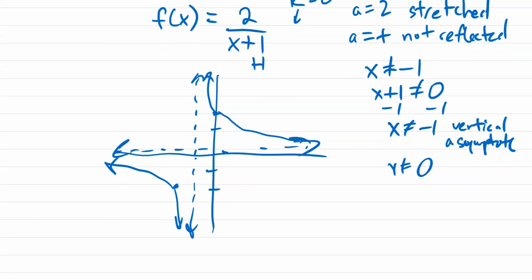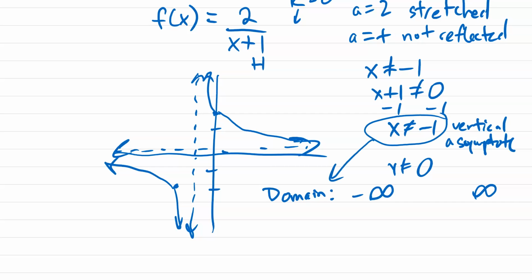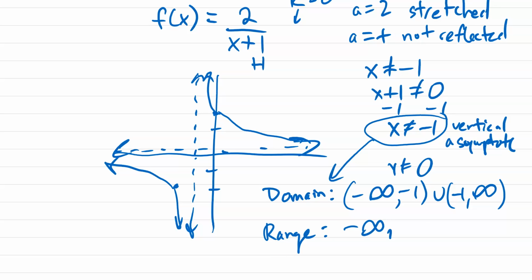So again, now what is our domain? Well, this time it changed. It moved, right? The domain, x goes left forever, x goes right forever, but where's the hole this time? At -1. So it goes from -infinity to -1, or -1 to infinity. And that's where the hole is. The range is not moved, so it's from -infinity to 0, or 0 to infinity.